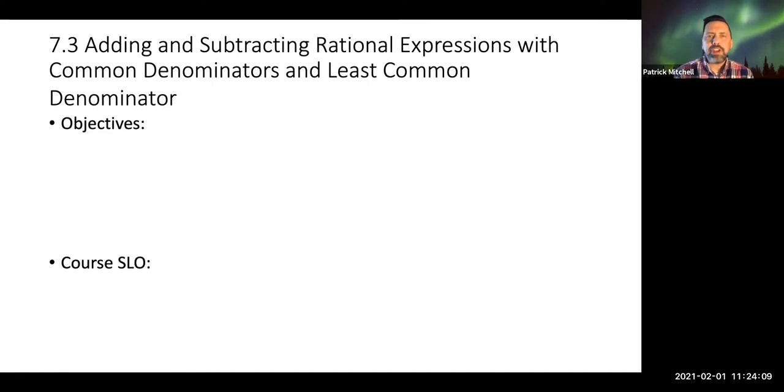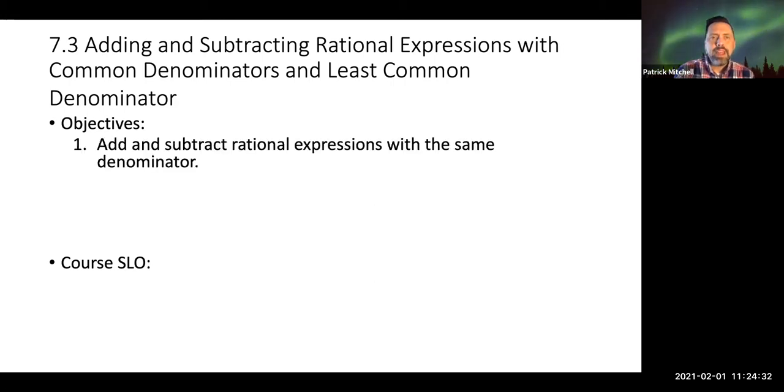We're continuing with Chapter 7 today, looking at Section 7.3, which is adding and subtracting rational expressions with common denominators and least common denominator. So what this section does is it gets us ready for the next section where we're going to be adding and subtracting rational expressions with unlike denominators.